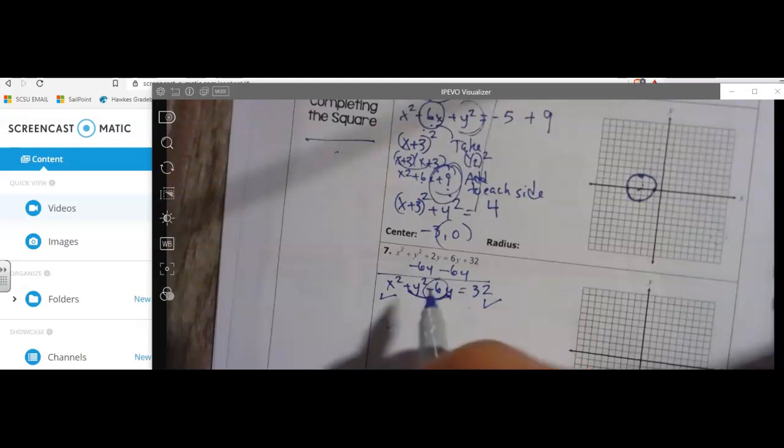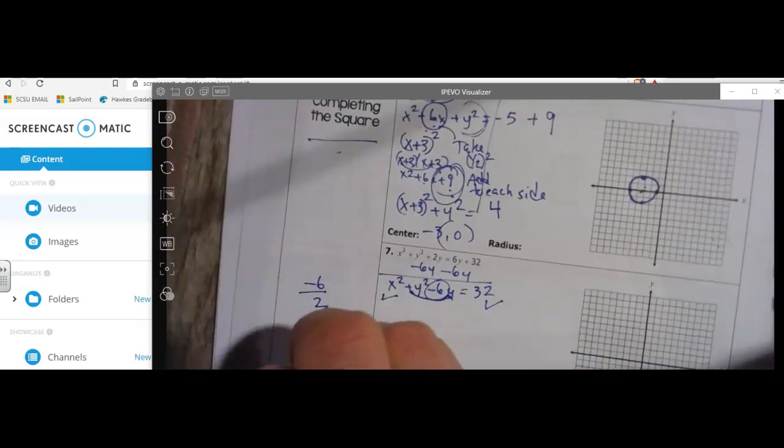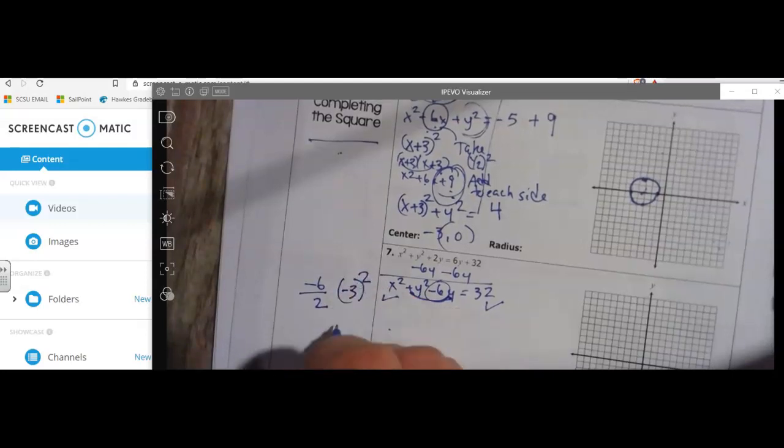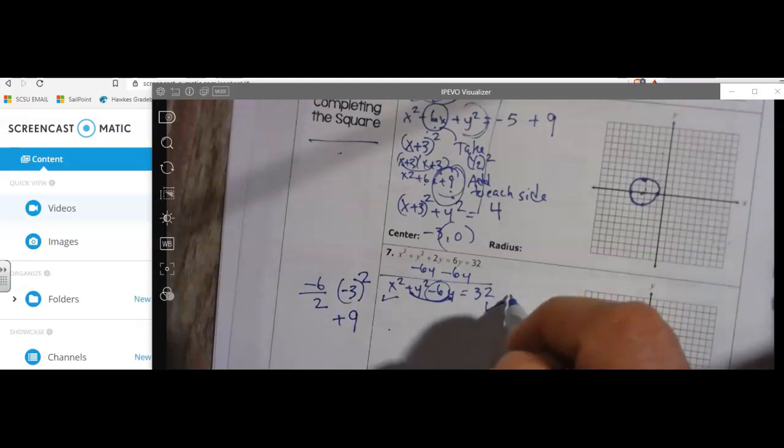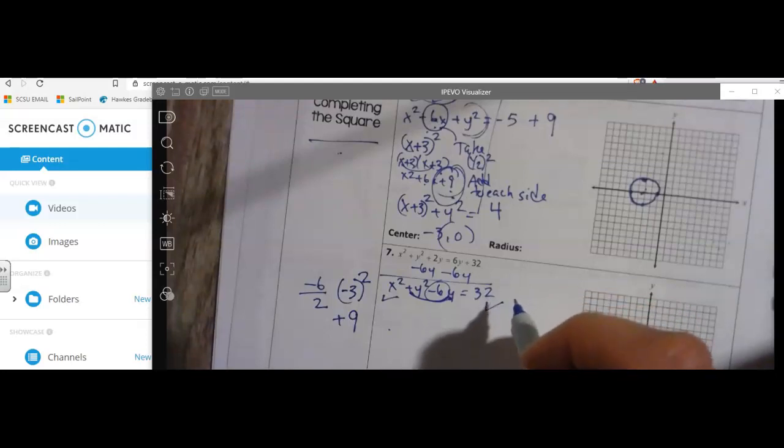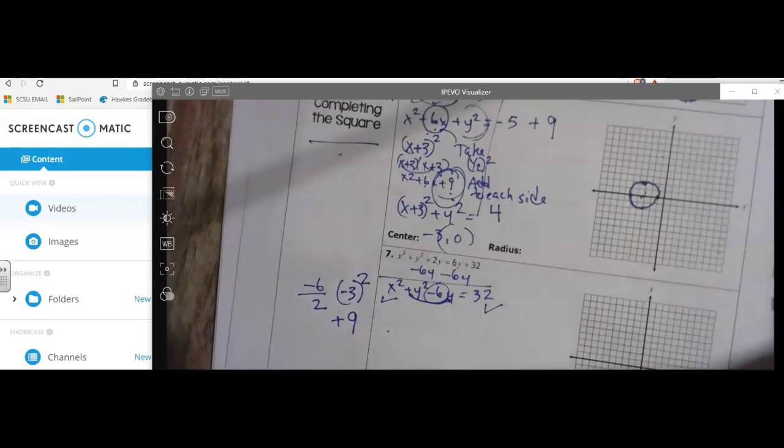So like I said, what's the middle term? Negative 6. Divide by 2. What do we get? Negative 3. Now what do we do? We square that and add that to both sides. So we're going to add a 9 to both sides. So if I add a 9 to both sides, did I do that right? Let's take a look. Hold on a second.